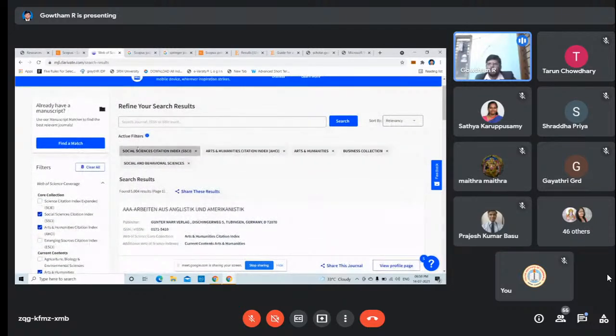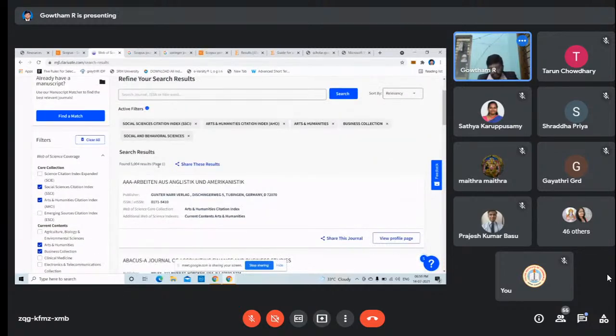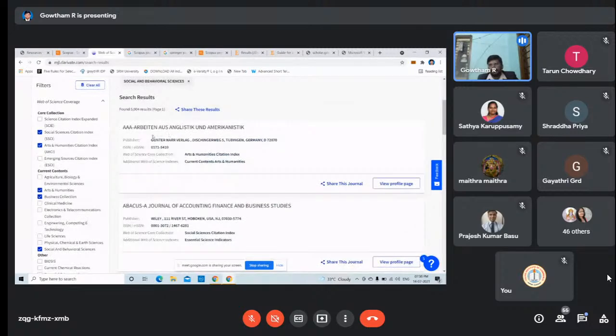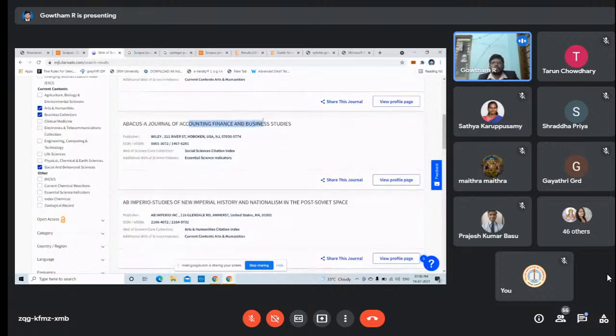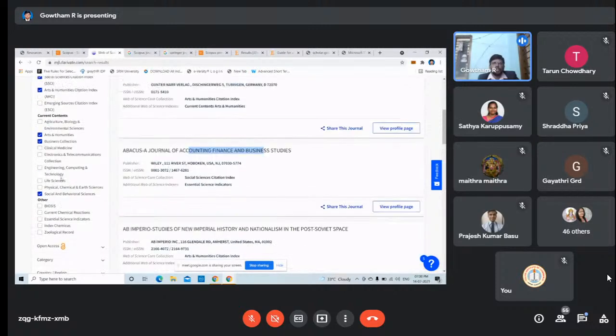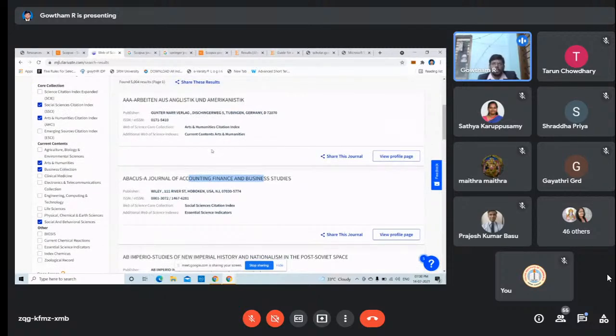So now I have given 5 different filters. I want to look for journals which are indexed in the Social Sciences Citation Index, Arts and Humanities Citation Index, arts and humanities, business collection, social and behavioral sciences. All such things are getting registered. Now you can find the journal details here. We have around 5,004 results coming up. So we have accounting, finance and business studies, history, because we chose arts, humanities, social sciences. So everything will come up.